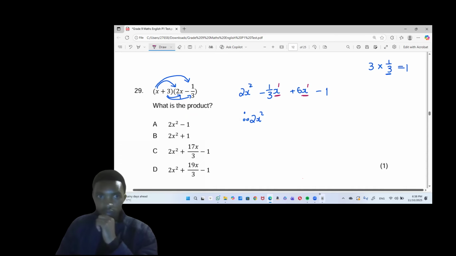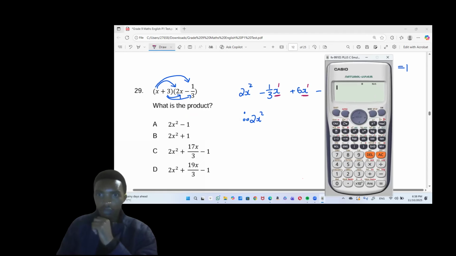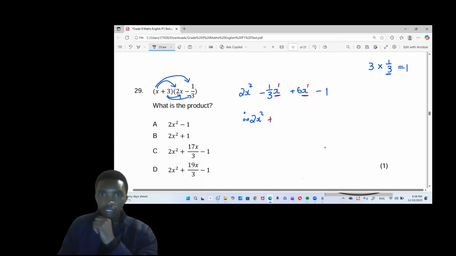So here, we quickly go to our calculator. We have negative 1/3 plus 6. It gives us how much? 17/3, right? And then you still have an x minus 1. So our answer is which one now? Our answer is C.